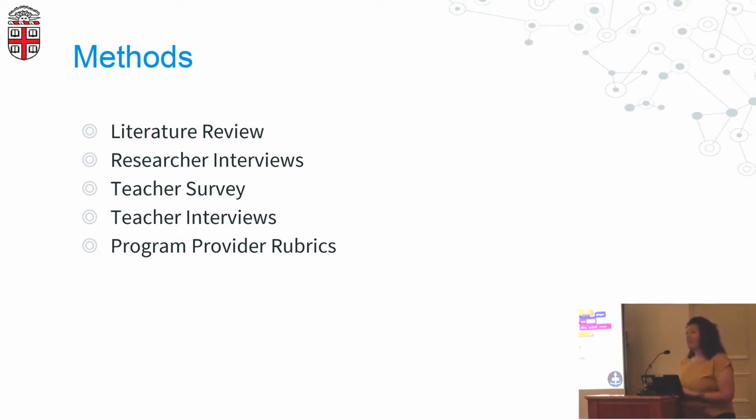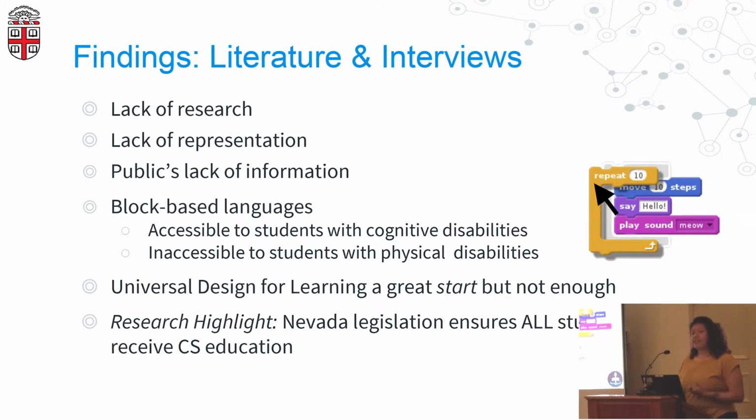So some of my findings. Like I said, there isn't a lot of research around computer science accessibility. Most of the research is actually coming out of University of Washington. They're phenomenal, but it's just one institution. There's a huge lack of representation.